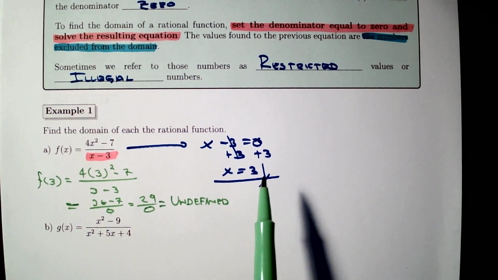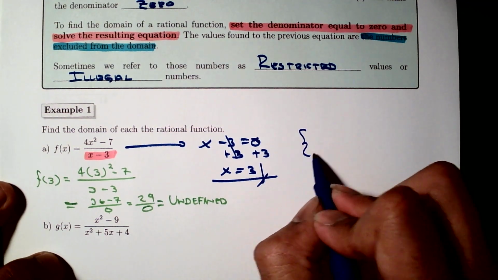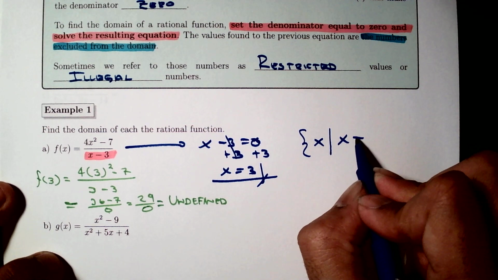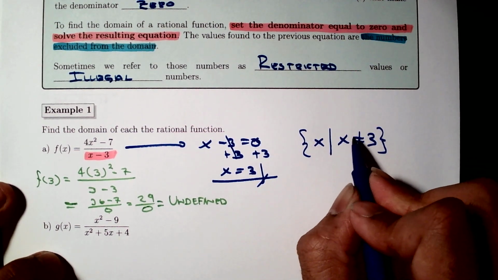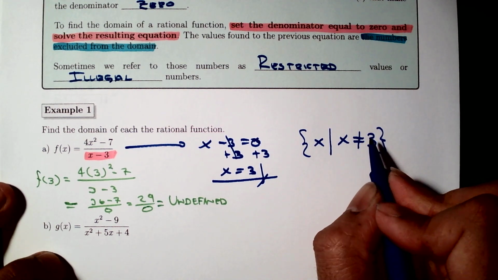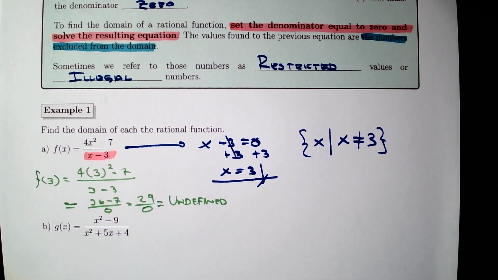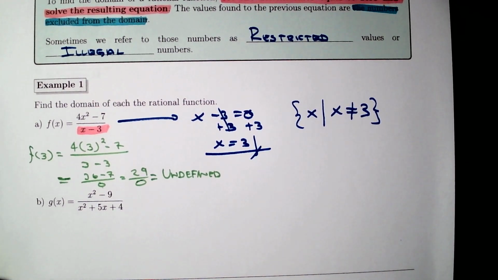So how do we represent this? We need to use set builder notation: x such that x cannot be 3. So we are excluding it by saying x cannot be 3, because see what happens? It gets undefined. Alright, so let's look at another example.